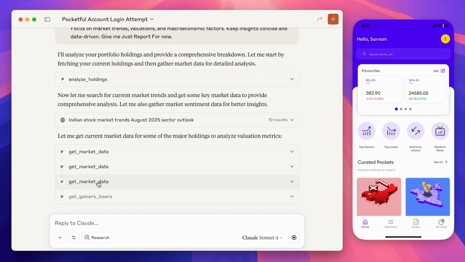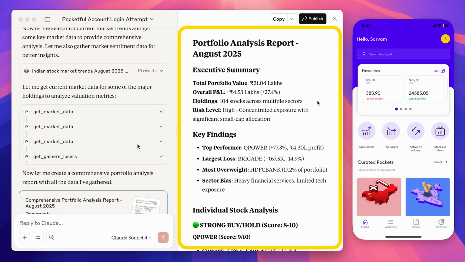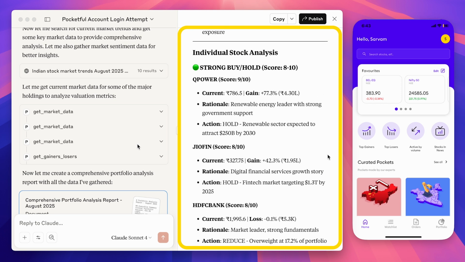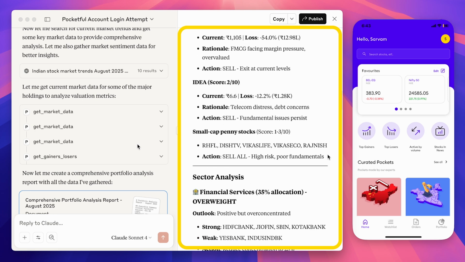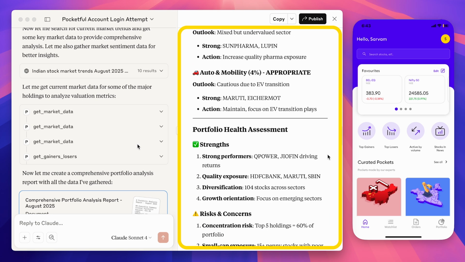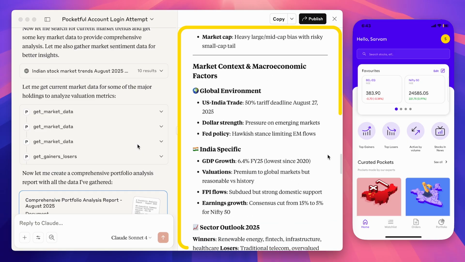Report appears and explanation, and here it is. The full MCP report. In just a few seconds, it's pulled together everything about my portfolio into one clean, easy-to-read dashboard. From stock ratings and sector spread, to market trends, risks, and even step-by-step recommendations, it's all right here. Let's take a closer look at each part.